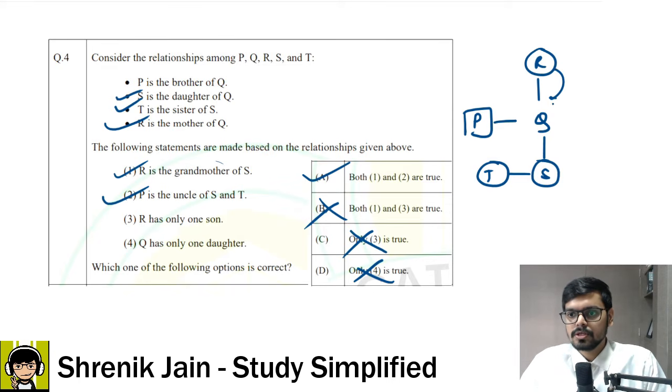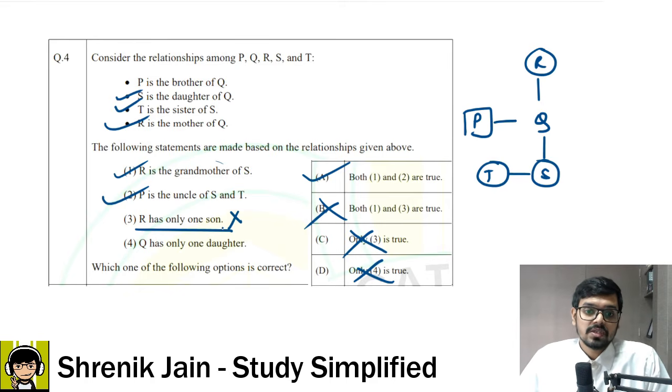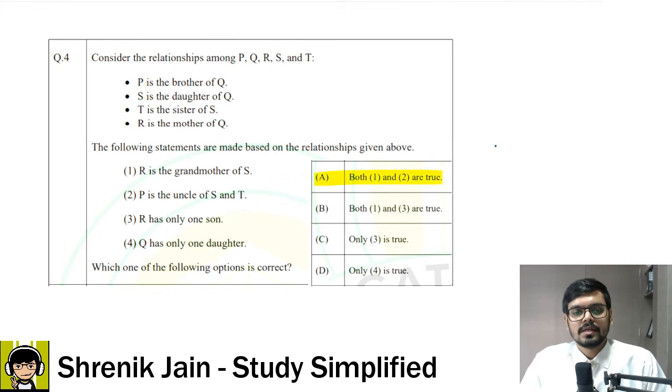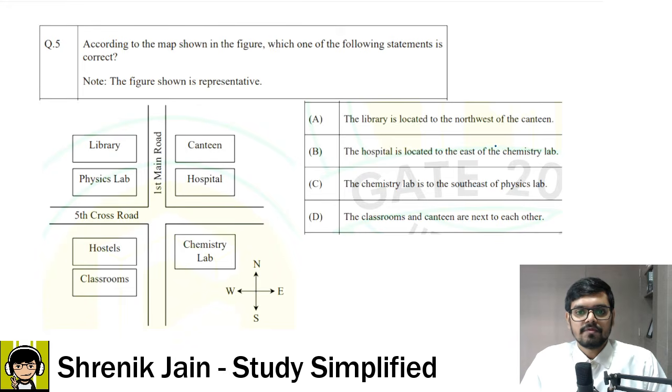R has two children. One is a son, but Q's gender we do not know, whether it's a boy or a girl. If it is a boy, then R will have two sons, not just one. So saying R has only one son is partially correct, not 100% correct, since we do not know Q's gender. Therefore, we cannot claim this statement to be 100% true. Talking about the fourth statement, that is wrong, because Q has only one daughter. No, Q has two daughters. Done.